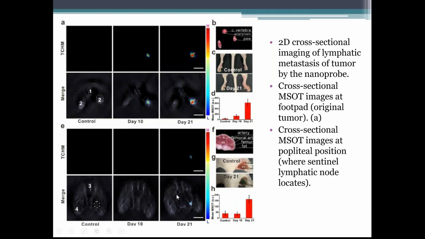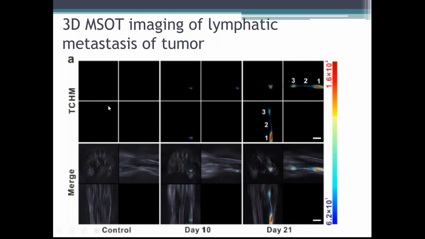While at day 21, MSOT signal can be observed at the popliteal position, which strongly suggests that the tumor has spread to the lymph node from the primary tumor. The 3D images in this slide clearly display the locations of the primary tumor at the footpad, the metastasized lymph node at the popliteal position, as well as the lymphatic vessel in between. Therefore, the 3D MSOT images can be employed to map the whole picture of the lymphatic metastasis route from primary tumor to sentinel lymph node.